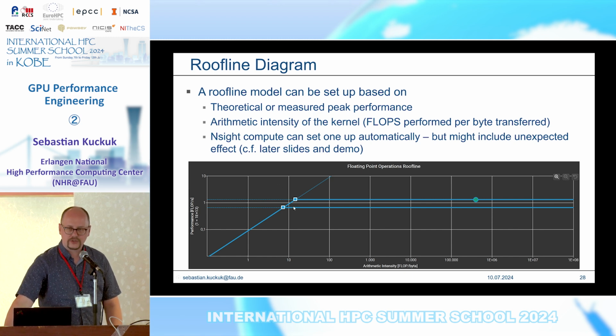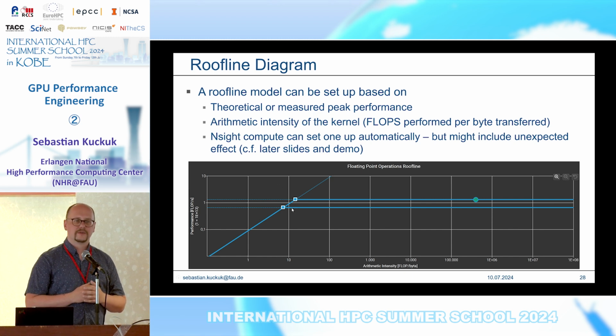Now I said there are two, so usually you will see that in different variants. Here this is for single and double precision, so you will get different performance numbers here. In practice, you frequently also see roofline diagrams for L2 bandwidth, for L1 bandwidth, and for other factors as well.